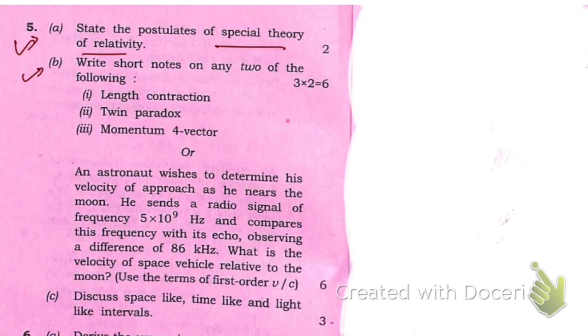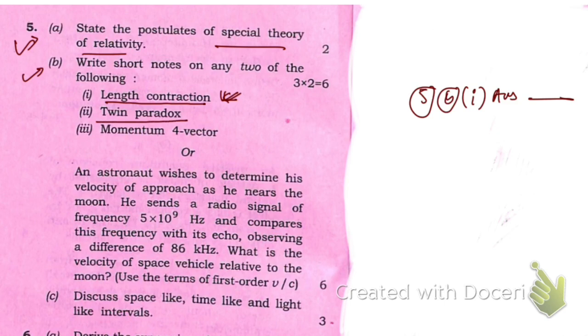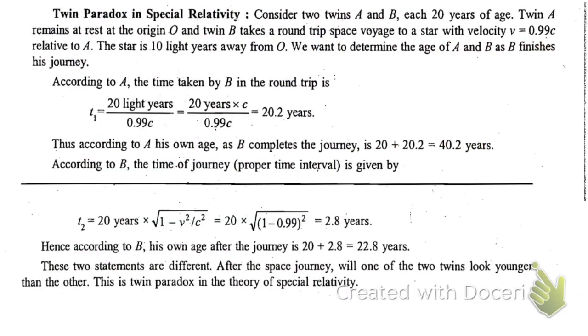Now 5b, here we need to write short notes. First, length contraction. I will provide a link in the description box, because I have already made a video on length contraction. Now let me give you the answer to the next one. Let me show you the twin paradox. You can write this as the 5b2 answer, twin paradox. Just pause the video and note it.